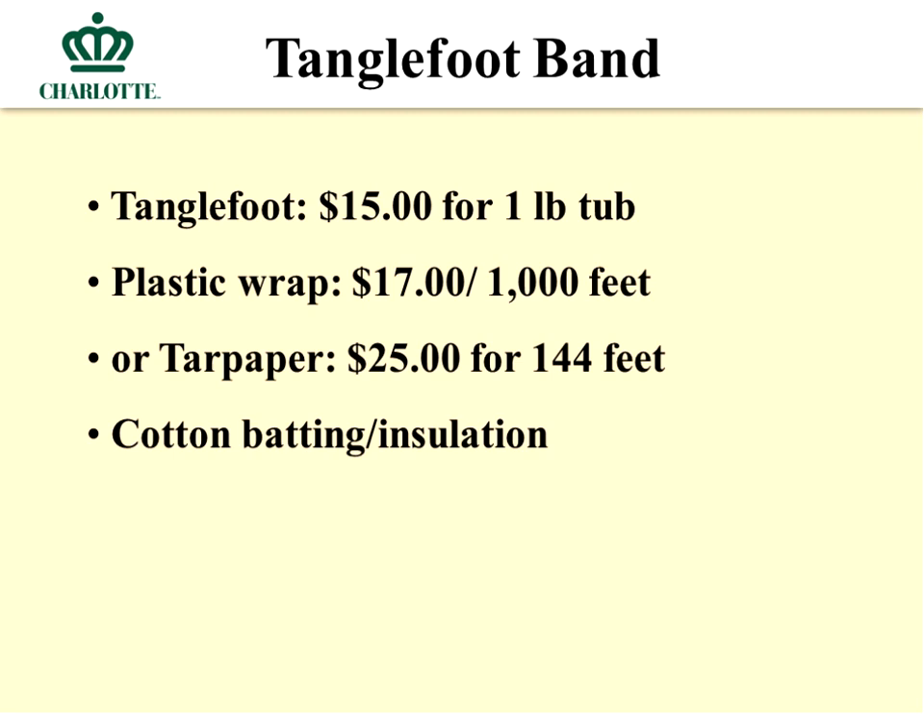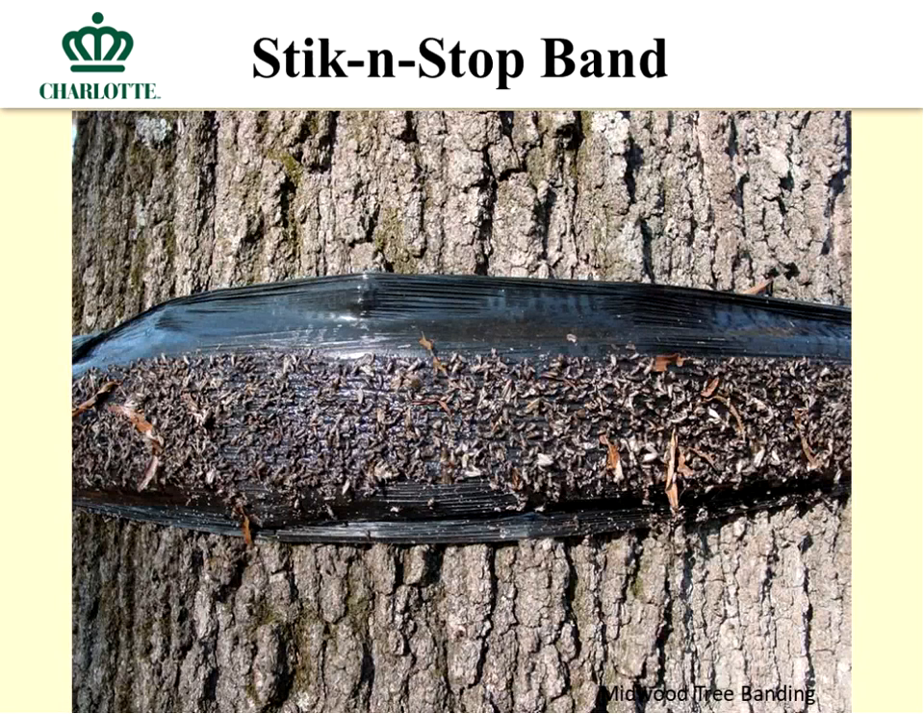So, like I said, there's several parts. You have that cotton batting and insulation that's against the tree. You either wrap that in tar paper or plastic wrap, and then you get the tanglefoot product and put that on there. You just do about a 3 to 5 inch band. Use a putty knife. Definitely wear gloves because the stuff is really, really sticky. Wear clothes that you do not care about because it does stain. It leaves an oily residue, and you stick it on that band. There's another product, if you can't find the brand Tanglefoot, called Stick and Stop. It's the same general idea.